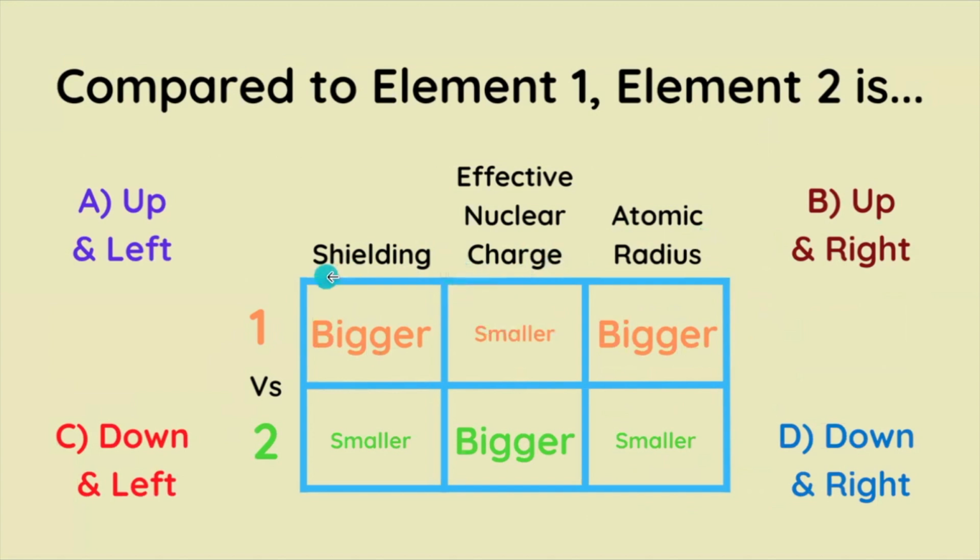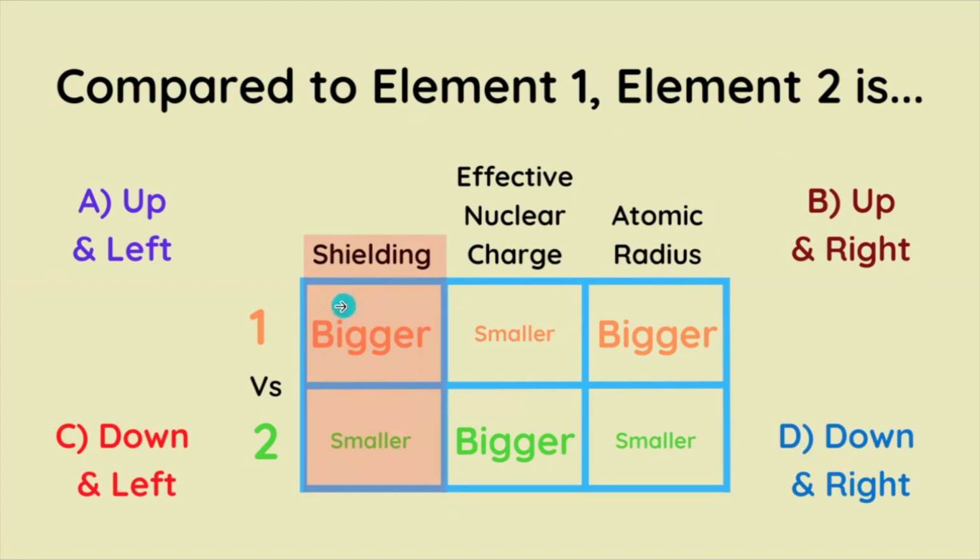Given the table comparing shielding, effective nuclear charge, and atomic radius of these two mystery elements, where is element 2 in the periodic table relative to element 1? Is it up and to the left, up and to the right, down and left? Let's look at the factor of shielding first.